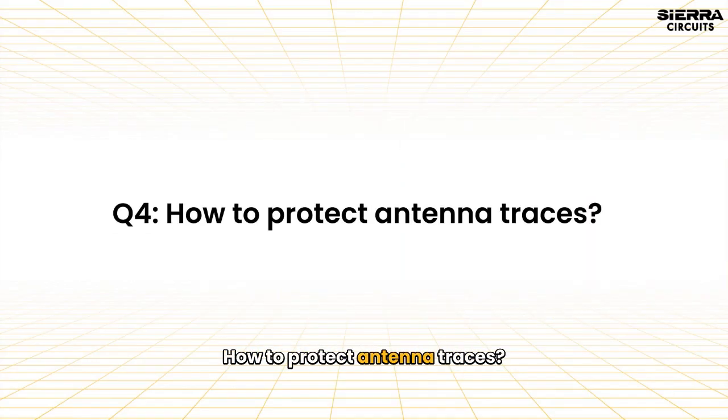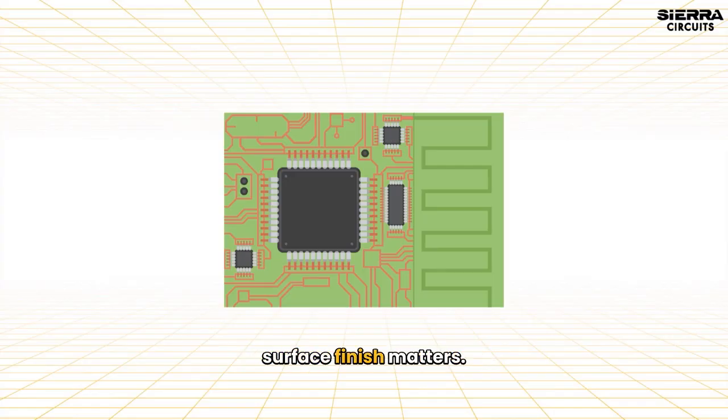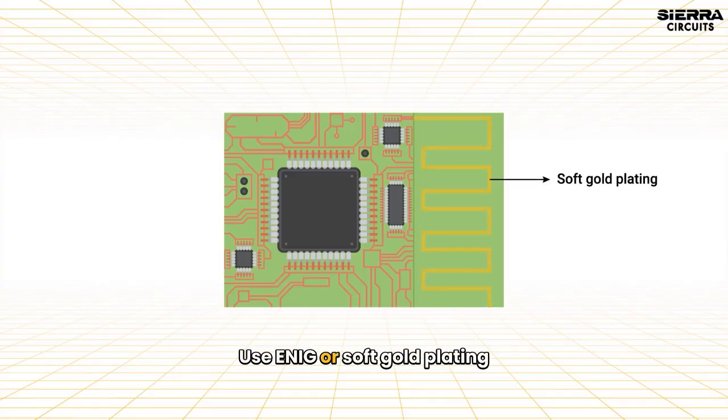How to protect antenna traces. If you're skipping solder mask over an antenna trace, surface finish matters. Use ENIG or soft gold plating to provide a smooth, oxidation-resistant finish that maintains signal integrity.